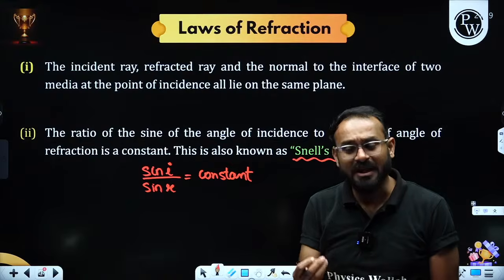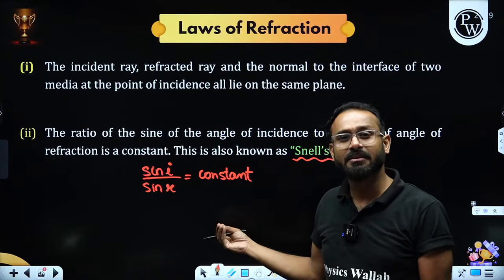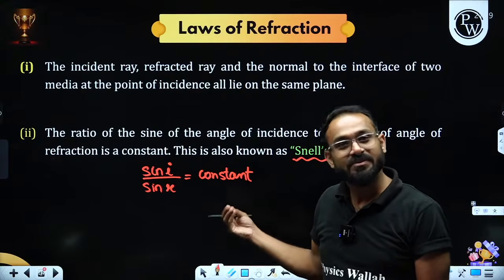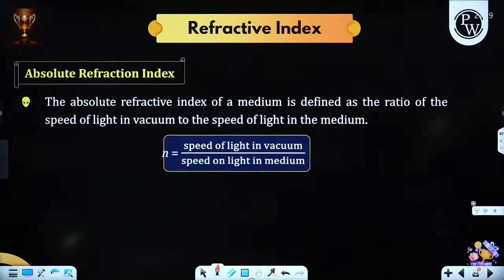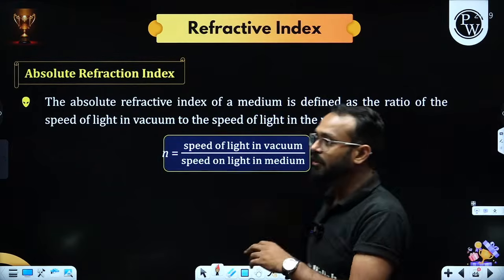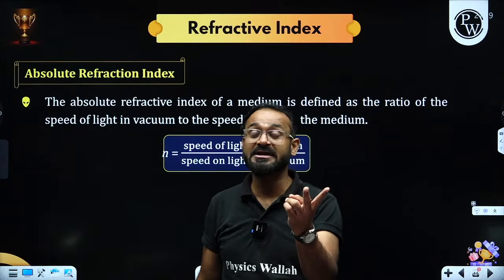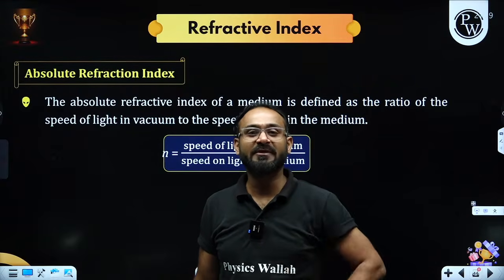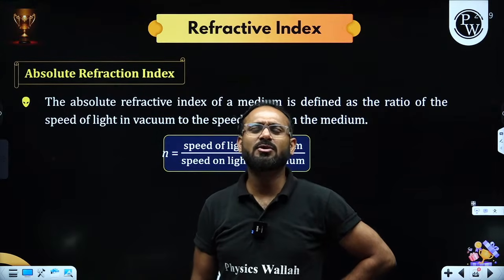So what does that constant exactly represent? Let me give you prior information. This constant is nothing but the refractive index. What does that mean? When we are talking about refractive index, there are two kinds. First, absolute refractive index. Second, relative refractive index. Sir, why are they different?